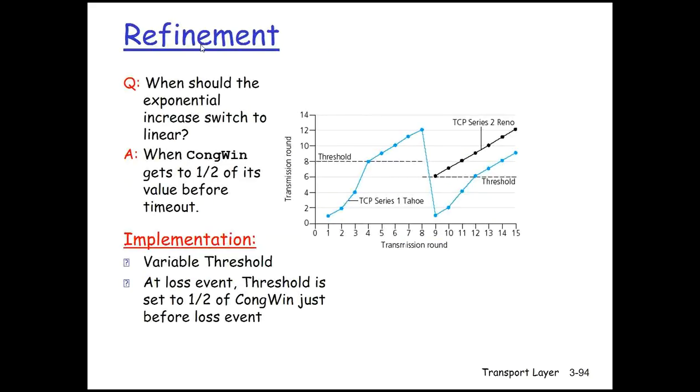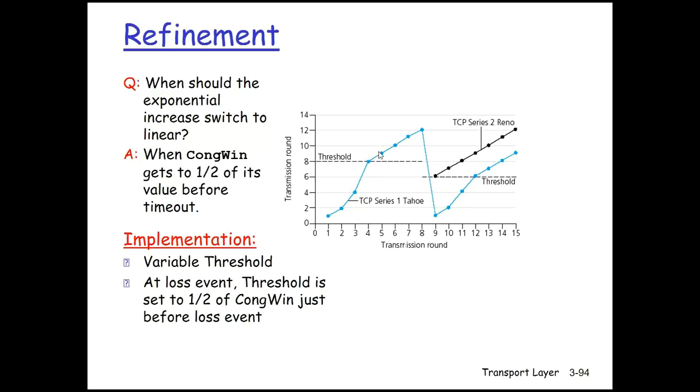So refinement. What they're talking about here is what happens when we have a loss. How do we then recover from the loss? Question, when should the exponential increase switch to linear? So we've been basically increasing exponentially, and that's what you see here. We start with one, then two, then four, then eight, okay? And then notice what happens. It starts going linear, almost a one-to-one.